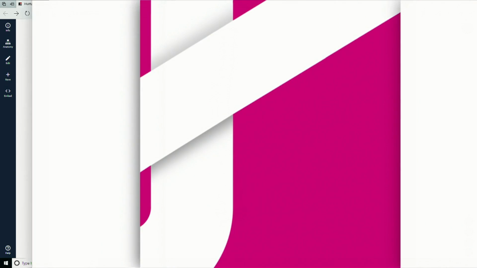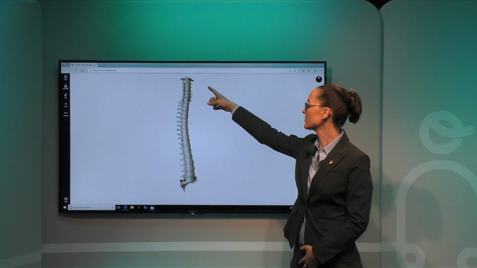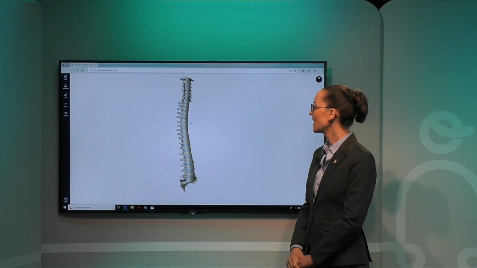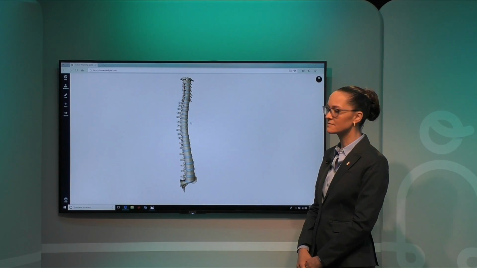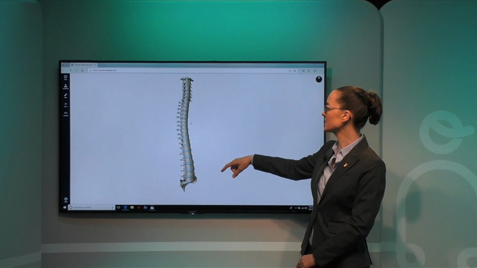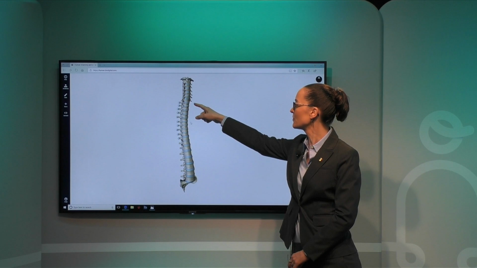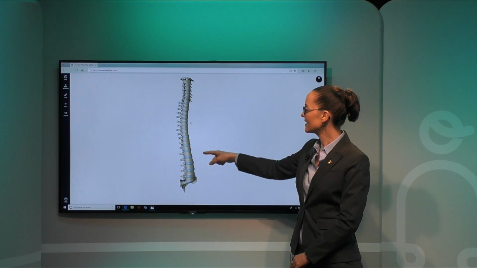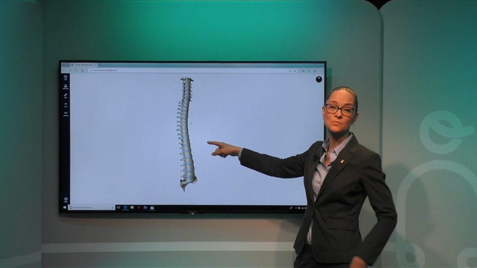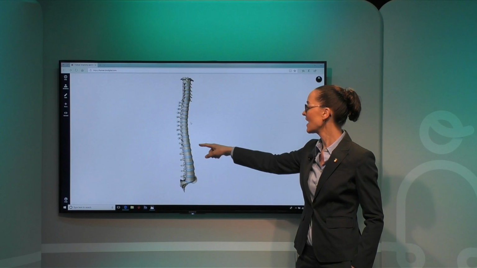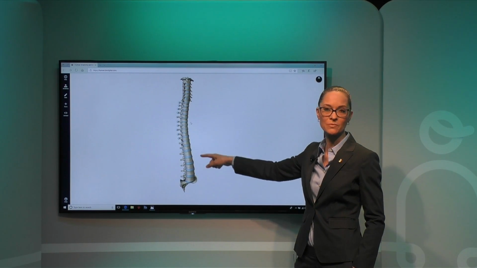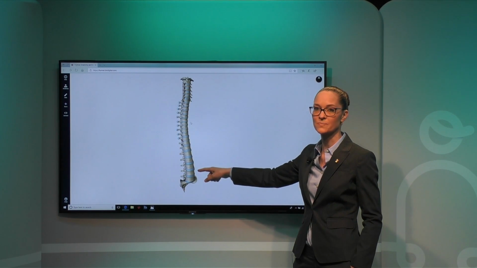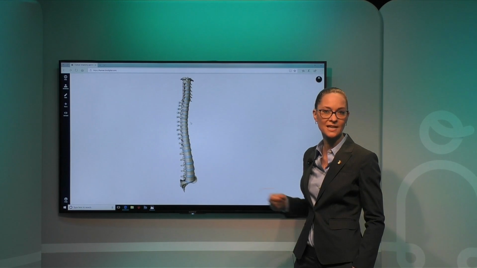Sure, what we've got here is the entire spine from the cervical down to the sacrum. The spine is divided into multiple different areas. You've got the first 7 bones being the cervical spine, the next 12 being the thoracic, and that's where your ribs are attached. And then when we're talking about the low back, we're typically talking about the lumbar spine, and that's where people are usually getting backaches.